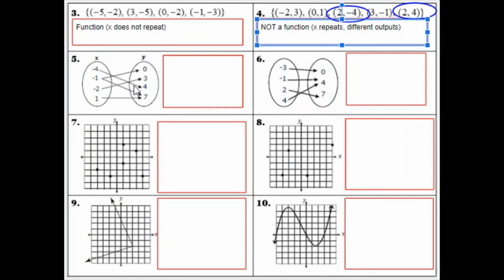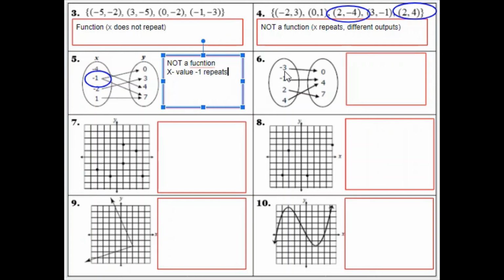All right, now we have a mapping diagram. Now you have to be a little bit more careful with the mapping diagram because they use arrows. So what you're looking for is an x value that gets used twice. If I look at this -4, there's 1 arrow coming out of it, so there is a point -4, 4. But look at this -1, there's 2 arrows coming out of it, which means there's a point -1, 0 and -1, 7, which means that input has 2 different outputs. So this is not a function. And we can say that the x value of -1 repeats.